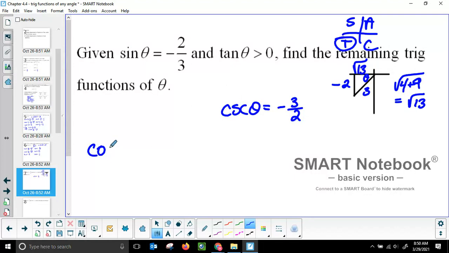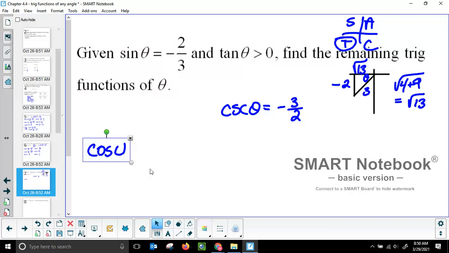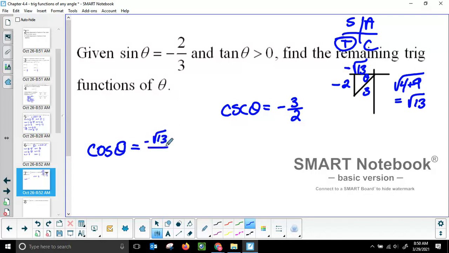All right, cosine, we know is adjacent over hypotenuse. And we do have to make this negative. So negative square root of 13 over 3. Which means that my secant, I would flip this and get -3 over root 13, which is equal to -3 root 13 over 13.